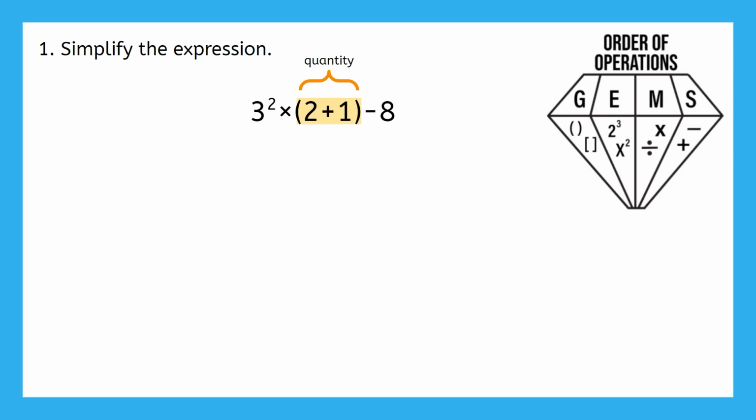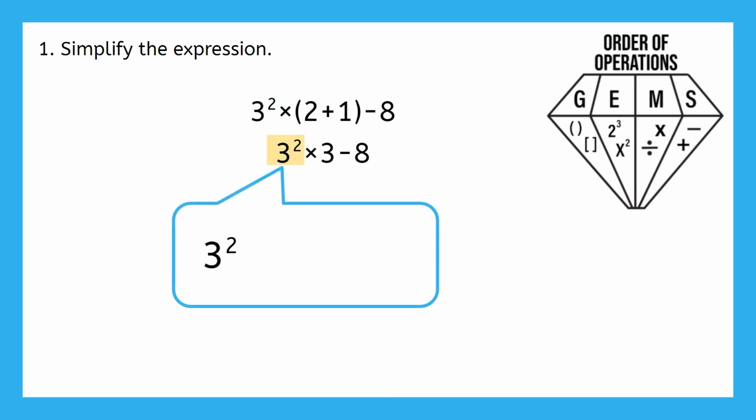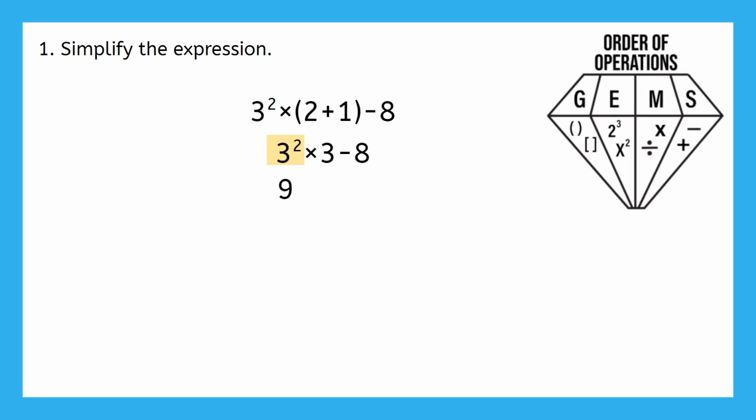2 plus 1 equals 3, so we'll record 3 right underneath that section of the expression. Be sure to bring down the rest of the unsolved pieces in the order they appear in the expression. Now we're ready to move on to the next operation in GEMS, exponents. Does this expression have any exponents? Yes, right here. 3 squared, or 3 to the power of 2, is the same thing as 3 times 3, which equals 9, so we can record that right below the spot where the exponent was in the expression and bring down everything else.